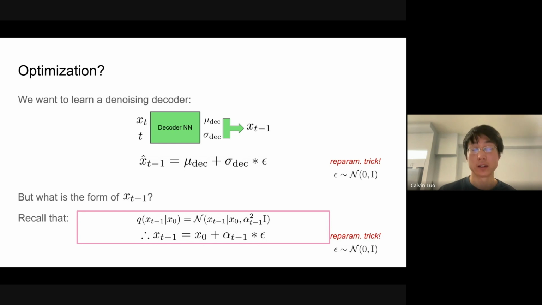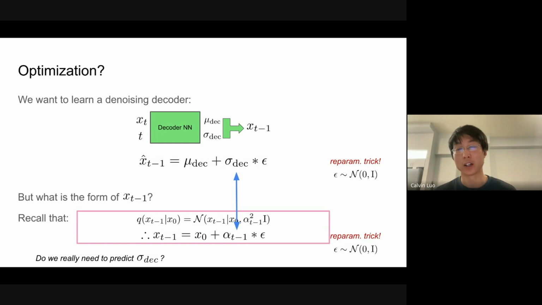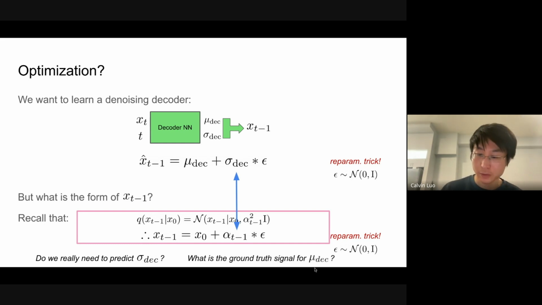So now we try to formulate optimization of diffusion modeling as a supervised learning problem. The question is, our prediction is this equation on the top, and the ground truth of xt-1, the formulation that it really takes, is here in the pink box. Do we really need to predict sigma decoder for this probabilistic decoder? Well, it turns out that we don't, because alpha t-1 is a known parameter. We don't need the model to predict something that we already know. We don't need it to learn it. We can just apply it directly. It's exposed to us.